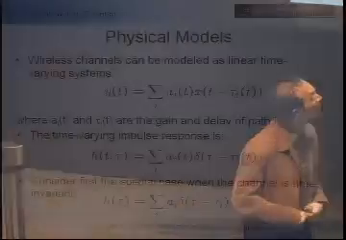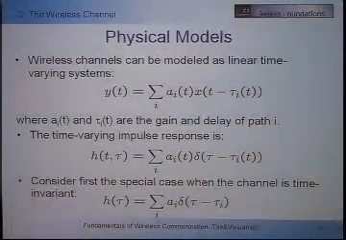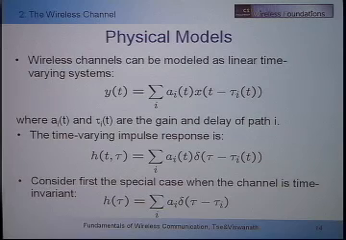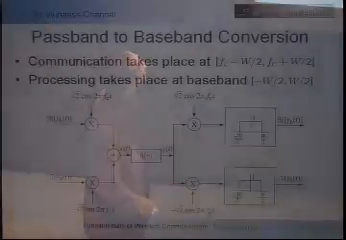Sum of a_i delta(tau minus tau_i). So in the time invariant case, you can think of the transmitter, receiver, and the environment, everything, as static, so that these gains a_i and the delays tau_i are all fixed. Okay? So that's our simple model here.